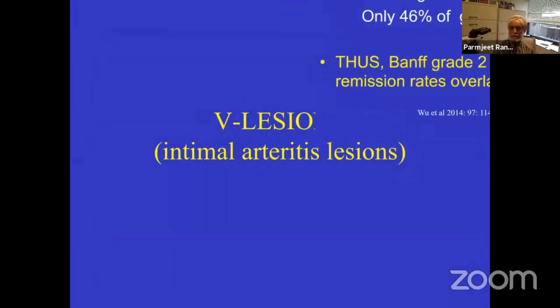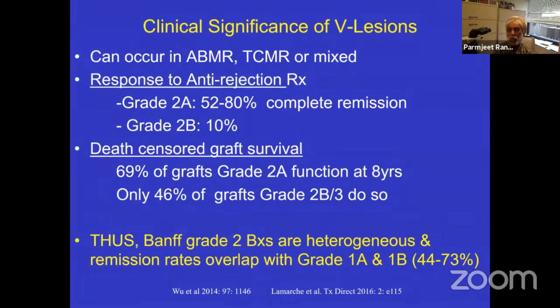Let's talk of V lesions. You all know about intimal arteritis. Let me quickly summarize the outcome. If you have a grade 2 intimal arteritis, 52 to 80% respond to anti-rejection treatment. For grade 3, the proportion responding is 10%. Similarly, the difference is in death-censored graft survival. So what we call BANFF grade 2 is actually a heterogeneous lesion, and its remission rates overlap with grade 1A and 1B. Sometimes you have intimal arteritis where there's just a lymphocyte or two in the biopsy, and the rest of the biopsy is clean. So we don't expect that to do as badly as another biopsy which is bad overall and also has arteritis.